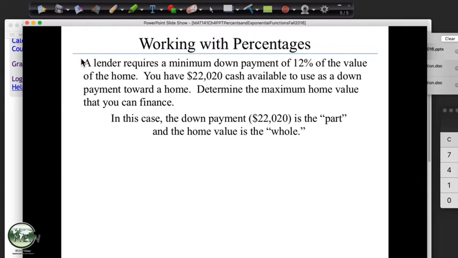Good. So let's take a look at this one. We'll do it our way, or my way. Might not be your way yet, but we're just going to keep working with it, and I'll show you that this gives us a simple way. Okay, a lender requires a minimum down payment of 12% of the value of the home. You have $22,020 cash available to use as a down payment towards a home. Determine the maximum home value you can finance.